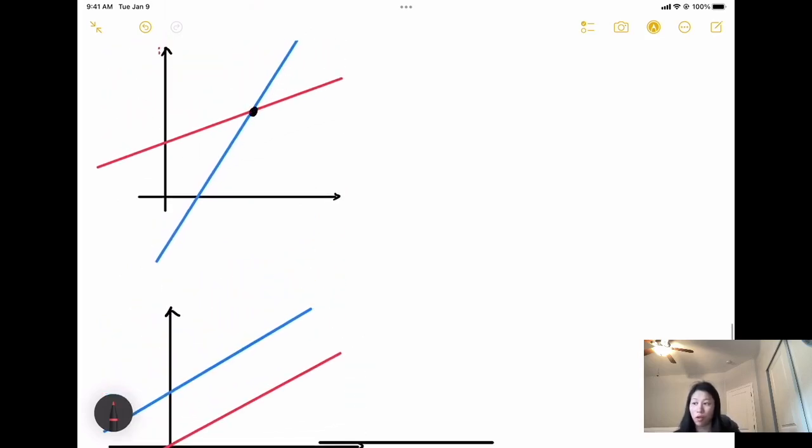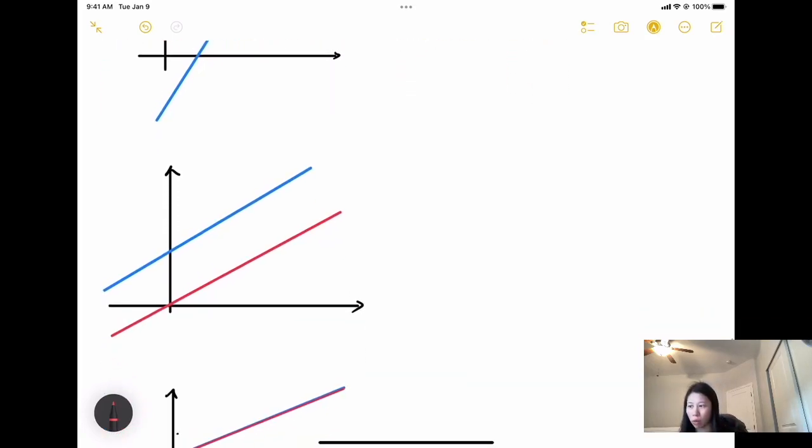So for the first one, we call this an independent system. Independent system means it has exactly one solution pair, which is in here, x and y. The point where two lines intersect is the only solution.